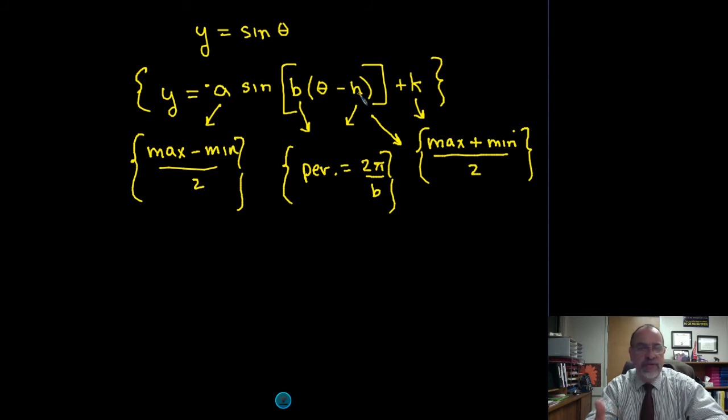Calculating and putting these values in is not that difficult. So when you're reading a word problem, you're looking for max, you're looking for min, and you're looking for period. How long does it take to go through its cycle? What's the highest? What's the lowest? You get those three pieces of information, and you have everything you need to come up with the equation for that problem.